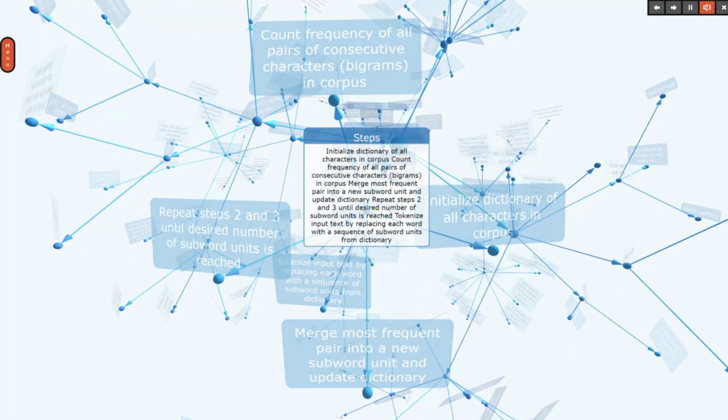Steps. Initialize dictionary of all characters in corpus. Count frequency of all pairs of consecutive characters, bigrams, in corpus. Merge most frequent pair into a new subword unit and update dictionary. Repeat steps 2 and 3 until desired number of subword units is reached. Tokenize input text by replacing each word with a sequence of subword units from dictionary.